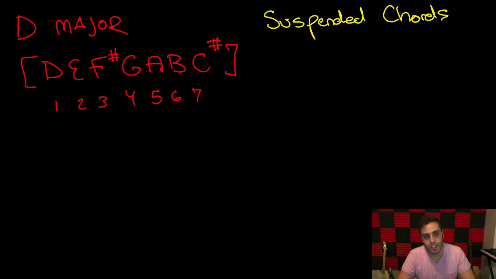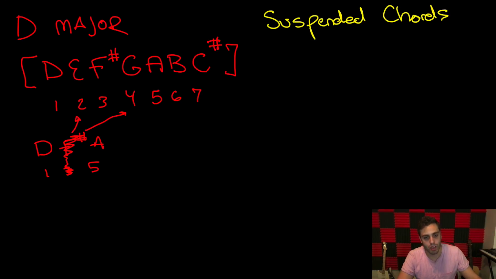Next up are suspended chords. I'm using D major now instead of C major, but if I were to make the normal D major triad, I would use D, F sharp, and A, which is the 1, 3, and 5 of the scale. Now, in order to make a suspended chord, instead of using the 3, I'm going to replace it with either the 2 or the 4.